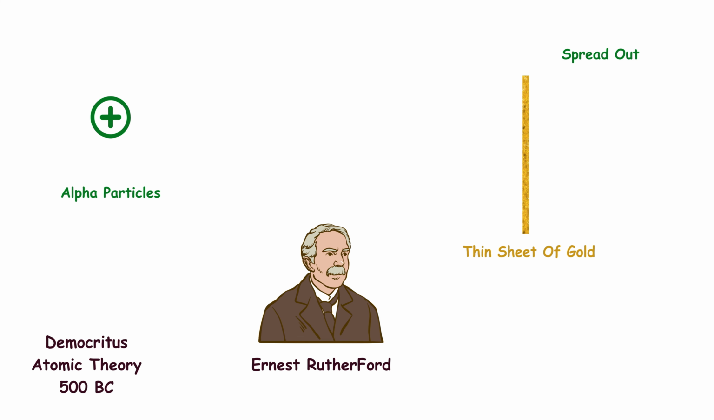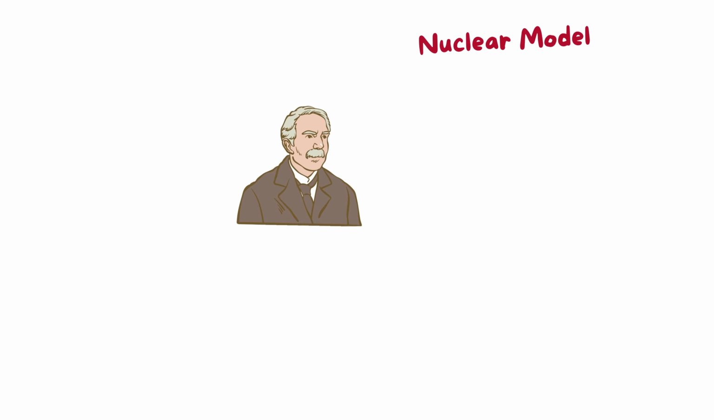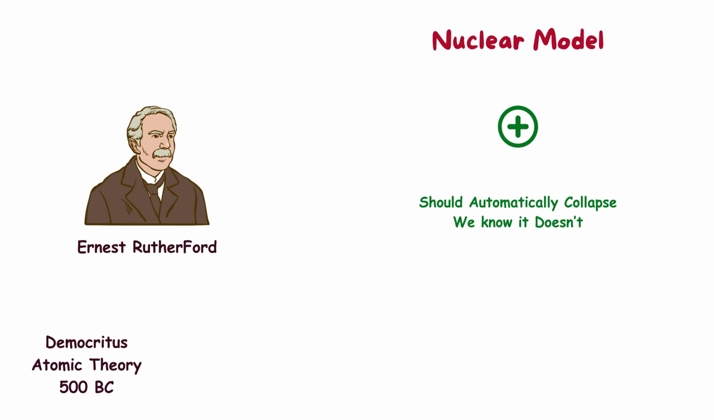This unexpected result proved that the positive charge in an atom was not spread out but rather concentrated in a small, dense region. As a result, Rutherford proposed the nuclear model of the atom, which stated that all positive charge and most of the mass was located in a tiny central nucleus, and that the negatively charged electrons were scattered in a cloud surrounding this nucleus. While this model was a major breakthrough, it had a critical flaw.